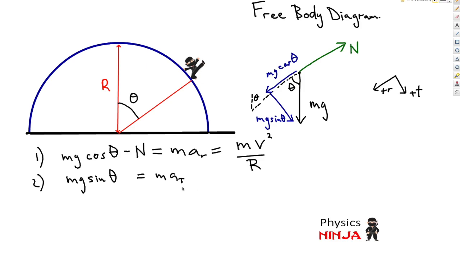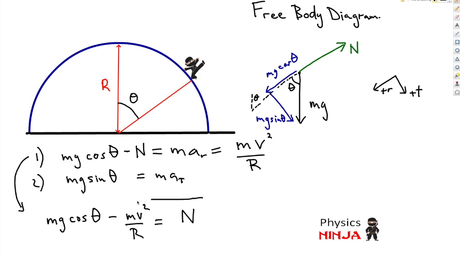Okay, so let's go back to equation 1 and let me rearrange this. I'm going to isolate the normal force. If I group some terms here, I have mg cos theta minus mv squared over r equals the normal force. This is our important equation that we're going to try to solve.